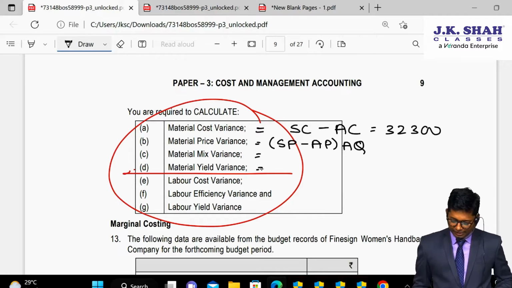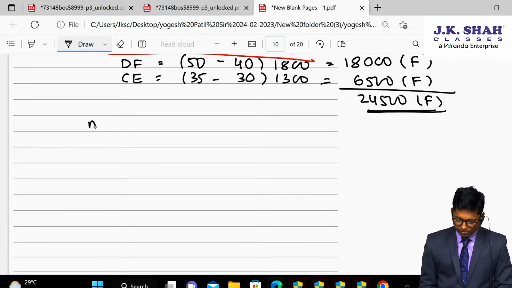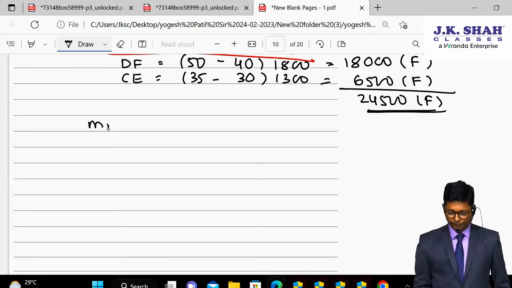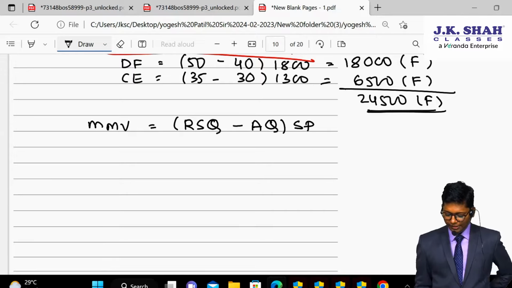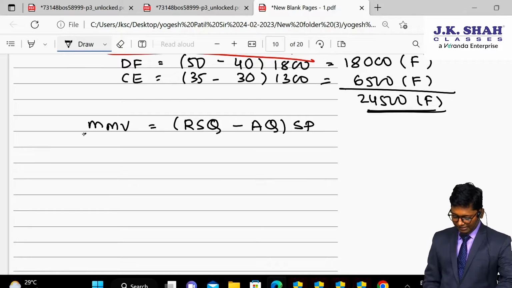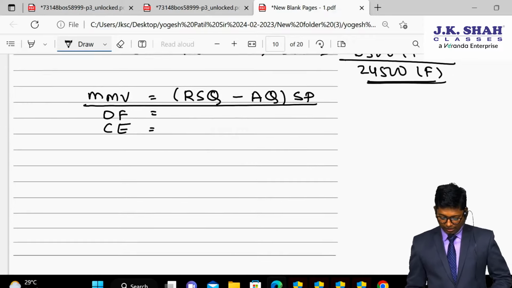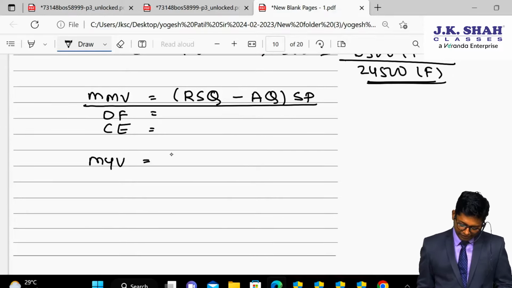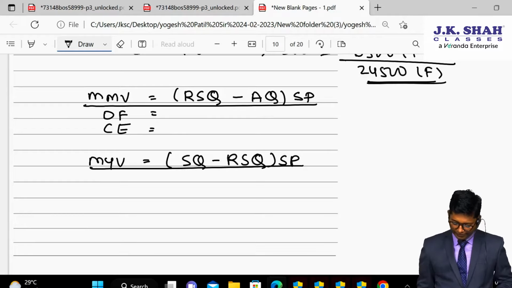Third one is material mix, and then one is material yield. Whenever guys you are calculating mix and material yield, always write down formula first. Material mix variance is equal to revised standard quantity minus actual quantity into standard price. Already multiple sums we solved on same basis. Formulas and other derivation also we discussed in class. Now after this, material yield variance is standard quantity minus revised standard quantity into standard price. So same formula I am using, only one point is different.